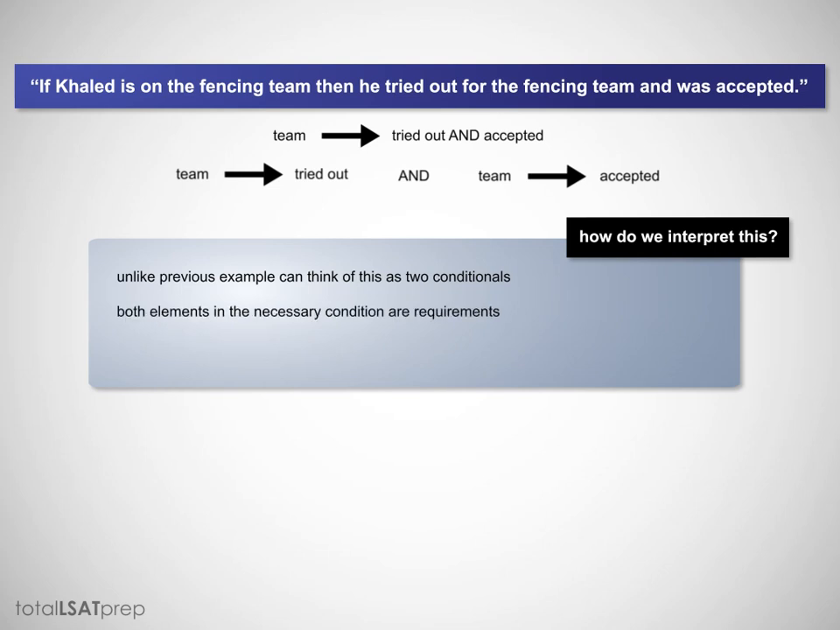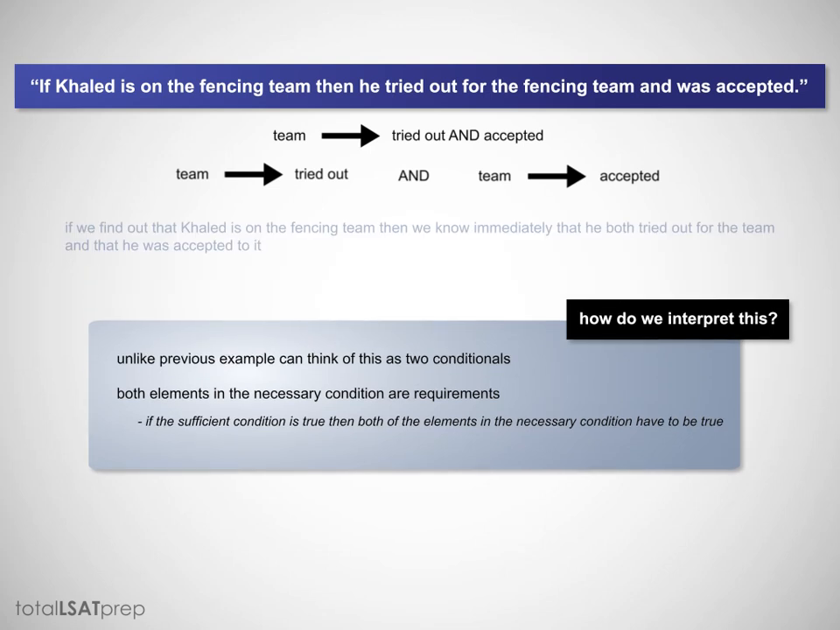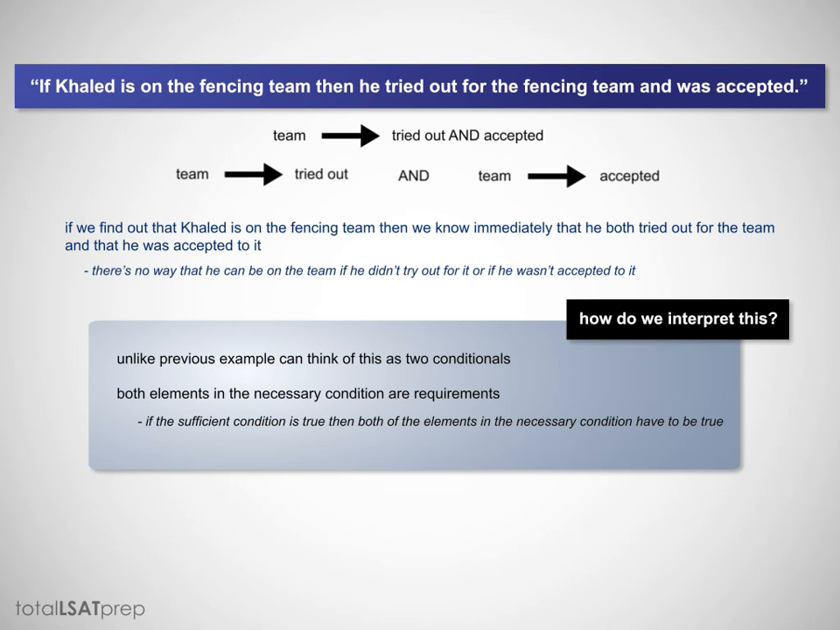Both elements in the necessary condition are requirements. If the sufficient condition is true, then both of the elements in the necessary condition have to be true. So you can make it into two conditionals. So if we find out that Khalid is on the fencing team, then we know immediately that he both tried out for the team and that he was accepted to it. So there's no way that he can be on the team if he didn't try out for it or if he wasn't accepted to it.